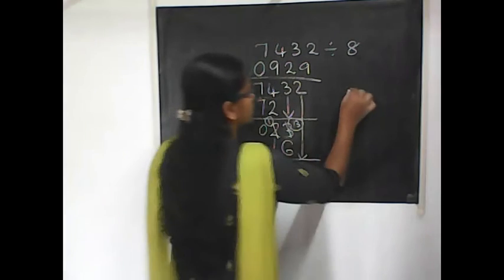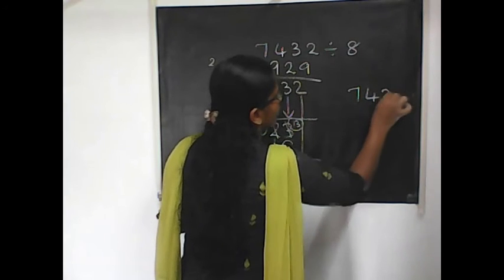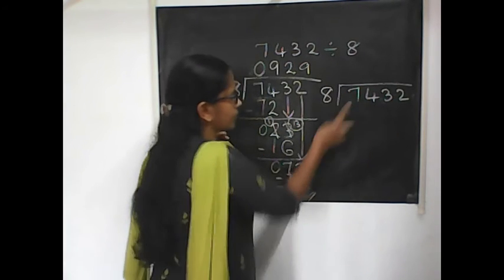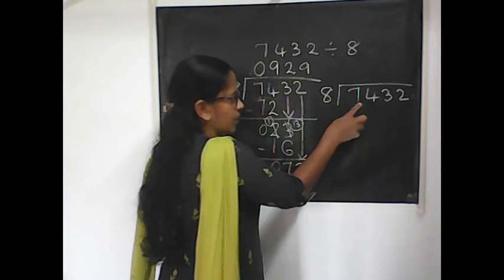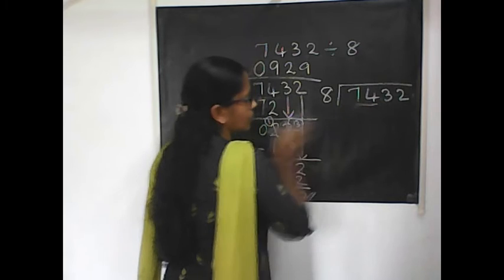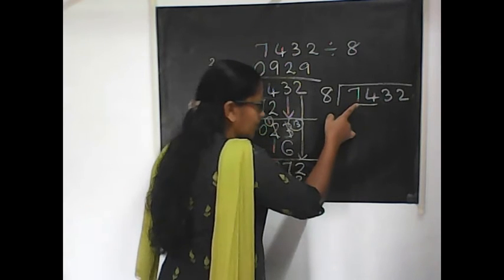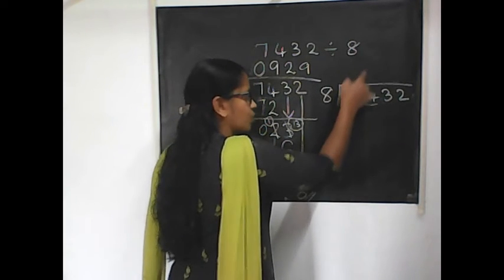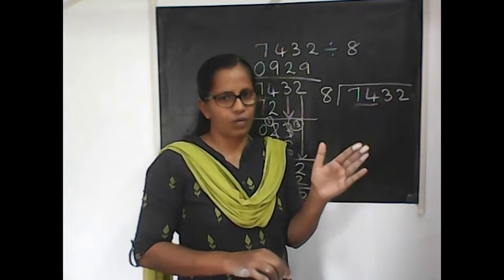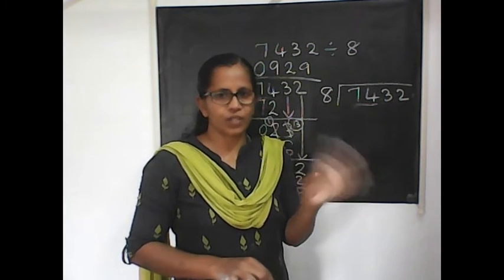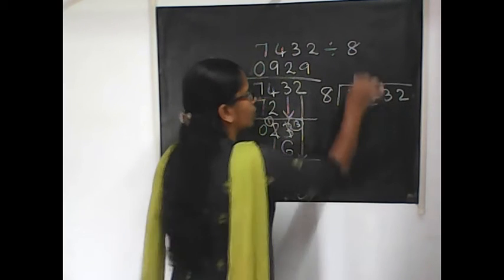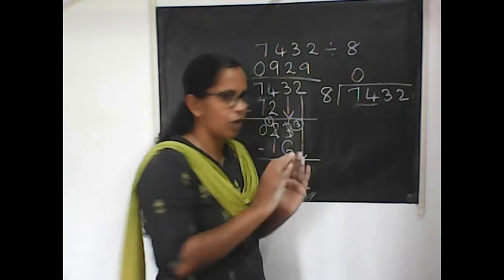For a question like this, once again, 7,432 divided by 8. First look at the first digit. Since the first digit is smaller, we cannot divide that one. Consider 74. Whenever you are taking a digit from the given number, if it is not possible, you put 0. Here I am not putting 0 because it is the first digit. If you put 0 first, there is no value. So no need of putting. Otherwise, if you have any confusion, put a 0 there. Don't worry, it's not a mistake.